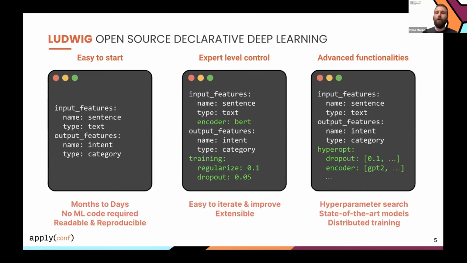At the same time, it keeps the flexibility of an expert level of control. So for instance, you can change all the pieces and all the details of your model and your pipeline through changing parts of the configuration. For instance, you can change how the data is encoded, or what the training parameters are, or how many layers, or basically every single aspect of the model. And this makes it really easy to iterate and improve the models. And it's also extensible because you can add your own pieces of code that then are referenced through the configuration system. So you can extend it to whatever you want. And finally, it already contains advanced capabilities like hyperparameter optimization, state-of-the-art models available for you, and also distributed training.